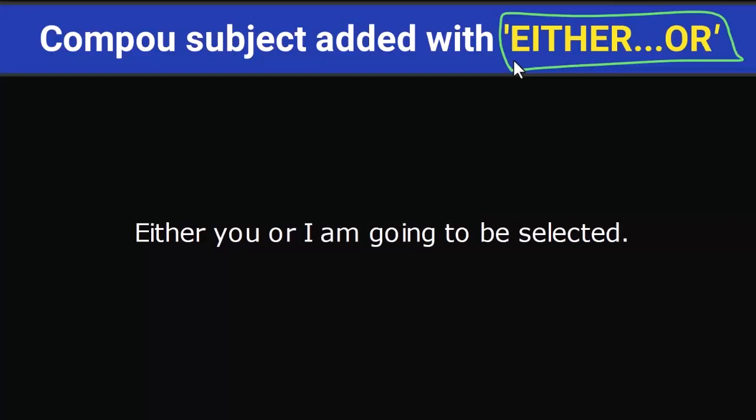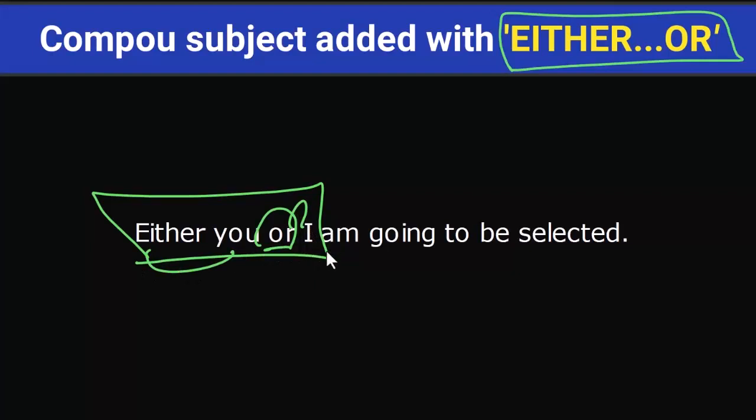Okay, so let's look at the example. Either you or I am going to be selected. So this is my compound subject, either you or I, and the verb is going to follow I. Am going to be selected. The same thing is going to happen here. The verb is going to follow what comes after or. Okay, either you or I am going to be selected. This is the second way to form a compound subject, right? With either or. Actually, the third way.